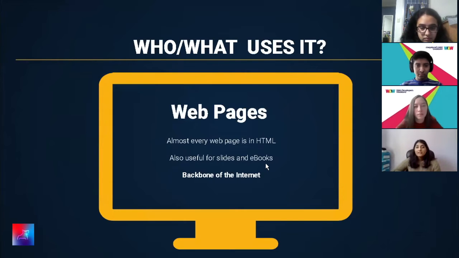So HTML is used basically everywhere. The whole internet, all web pages, or most web pages at least, are running on HTML. Web development is the most useful format for HTML, but you can also use it for digital publishing. Sometimes ebooks are actually written in HTML. But the main takeaway is that HTML is the backbone of the internet.